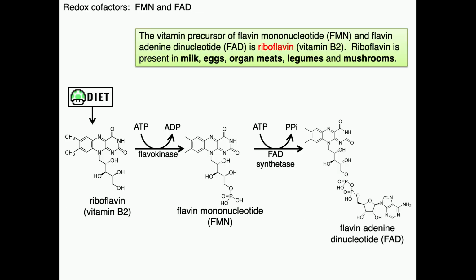Okay, so the vitamin precursor is riboflavin for both FMN and FAD, vitamin B2. So milk, eggs, organ meats like liver, beans, and mushrooms are good sources. So it's pretty widely distributed in the diet. In terms of how the riboflavin vitamin becomes the FMN or FAD cofactor, there is a kinase that will phosphorylate the riboflavin to make flavin mononucleotide. Then the FAD synthetase will add that adenosine nucleotide to make the flavin adenine dinucleotide. So biosynthesis is pretty simple.